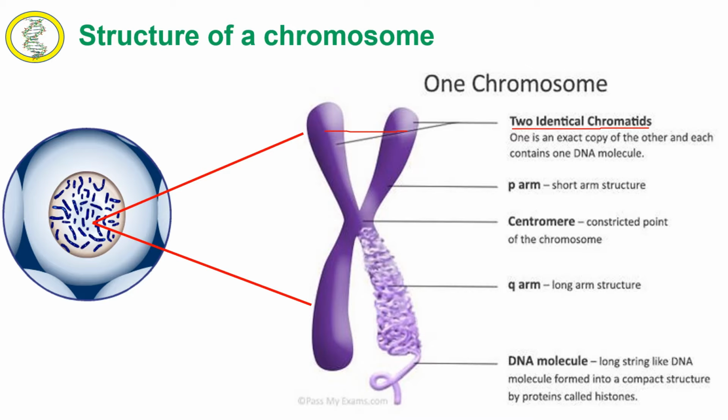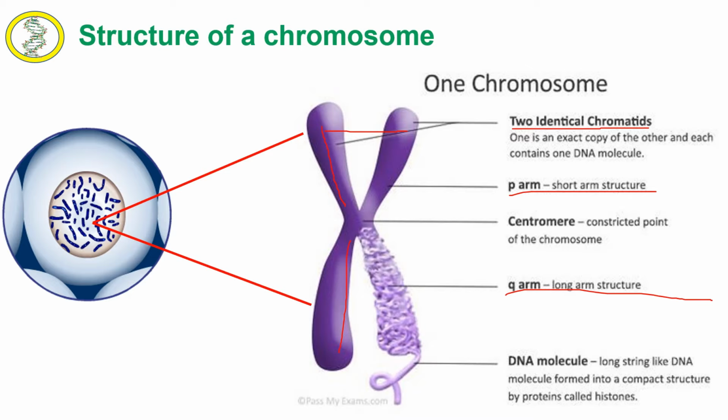Yung mahabang part or arm ng chromosome ay tinatawag na Q-arm. Okay? And yung mas maikli naman, ito naman yung tinatawag na P-arm. So ito yon. This is the P-arm and yung mas mahaba ay tinatawag na Q-arm.